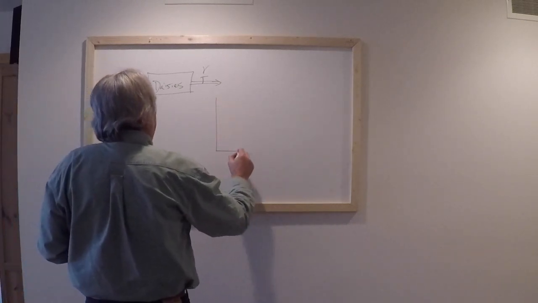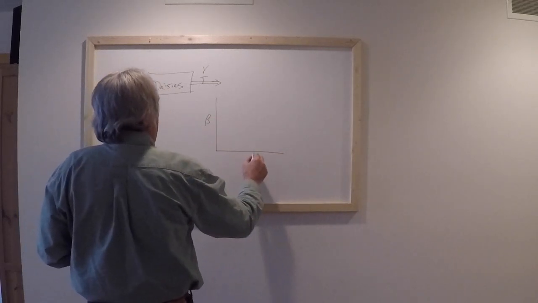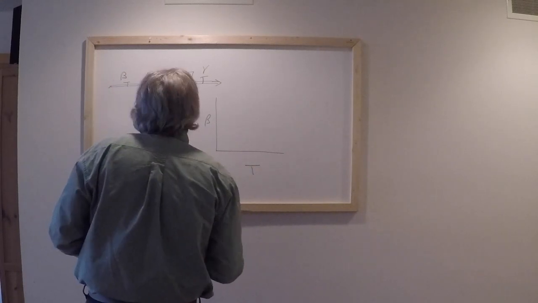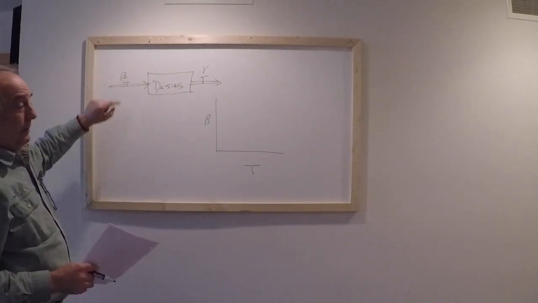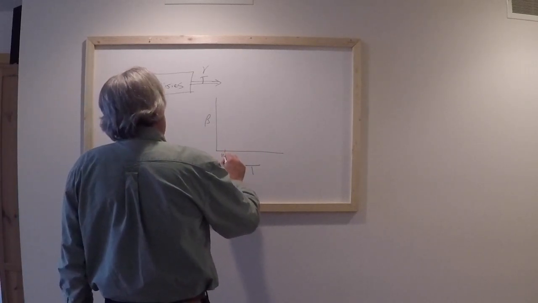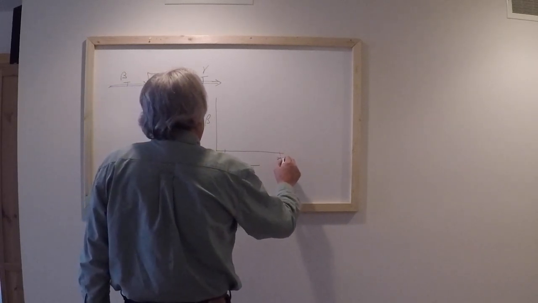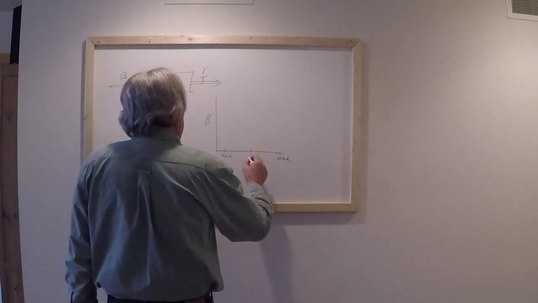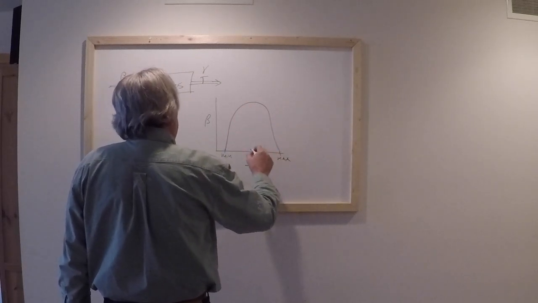Now let's look a little bit at how the daisies grow. So beta here, temperature here. Beta is how fast the daisies grow. It turns out that there's a minimum temperature below which they don't grow at all, and there's a maximum temperature above which they don't grow, and there's an optimum temperature. And the function of their growth rate looks like that.